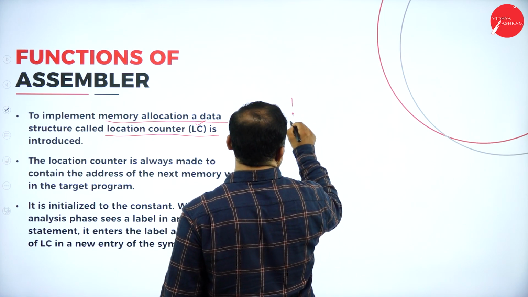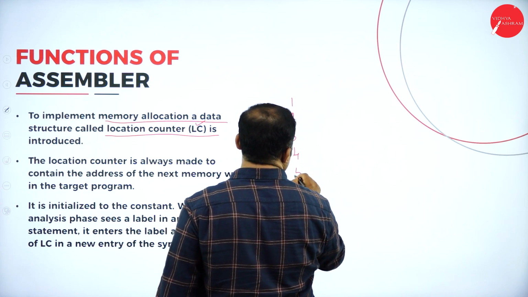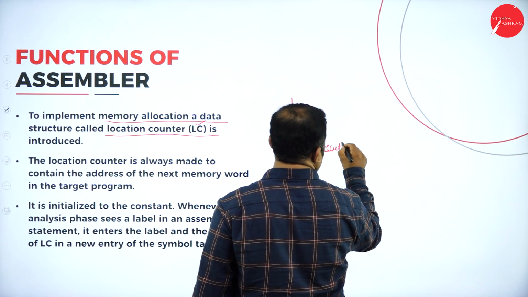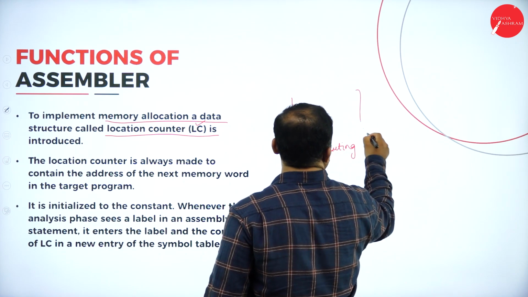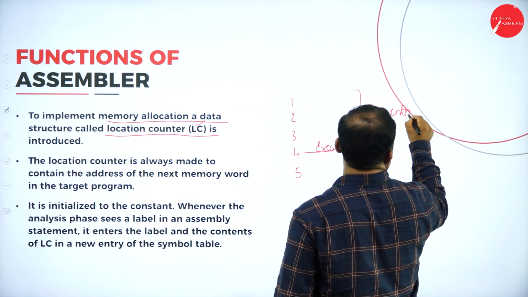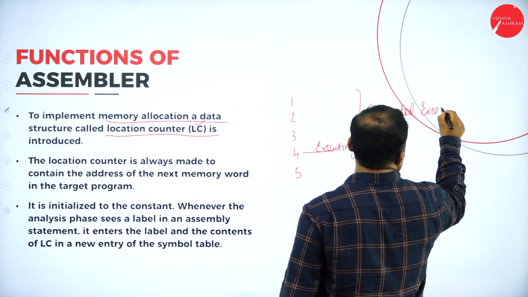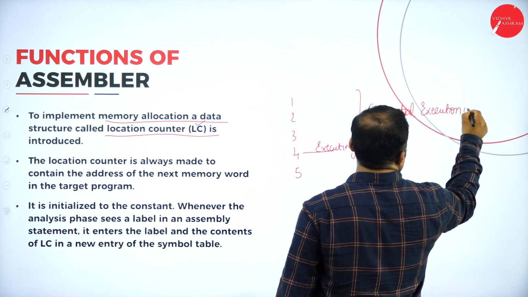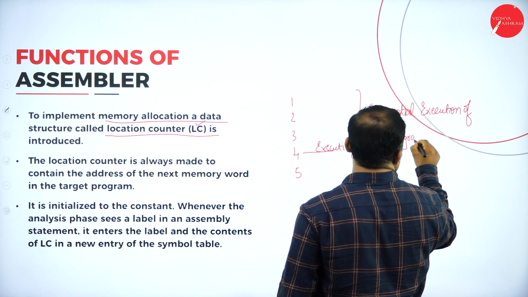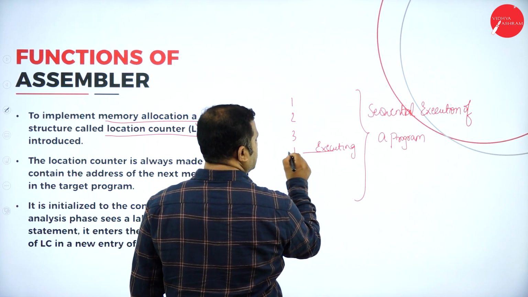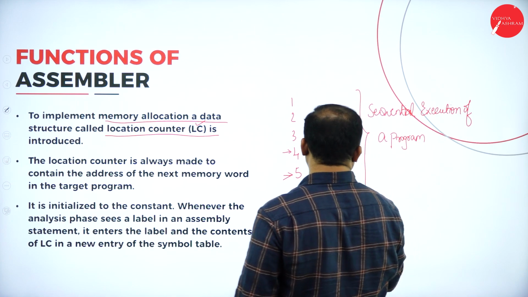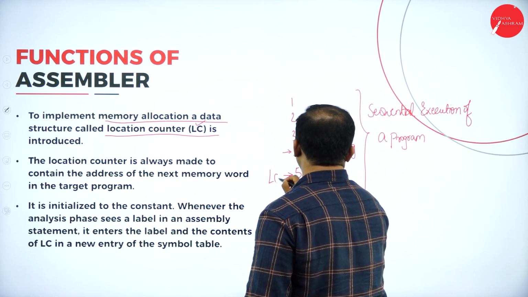Suppose there are statements 1, 2, 3, 4, 5. When you are executing a statement in sequential execution of a program, the location counter points to the next instruction. That is, the location counter points to this one.